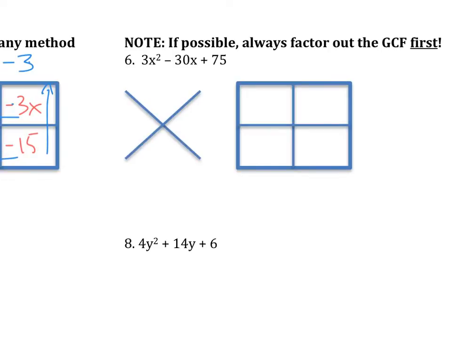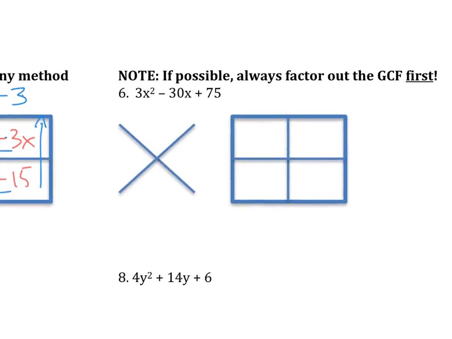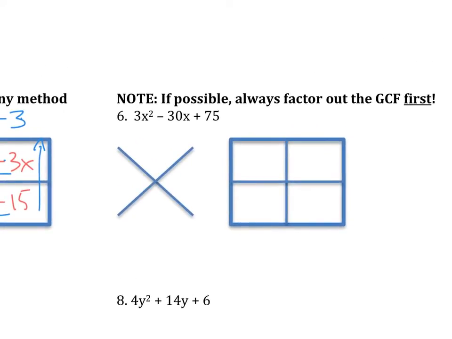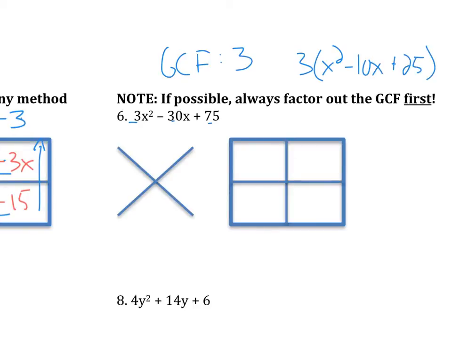Okay, so let's look at 6 now. So is there a GCF? It looks like a 3 can go into all of them. And then that leaves me with 3x squared minus 10x plus 25. So then our A is now 1.